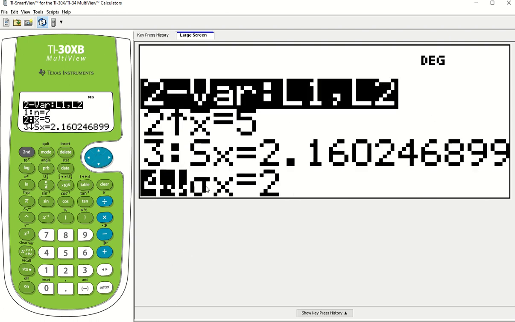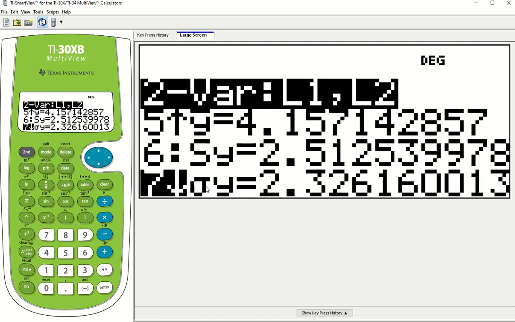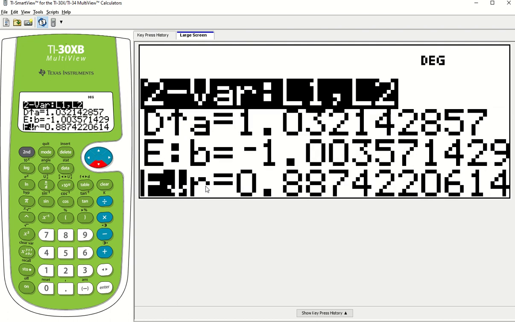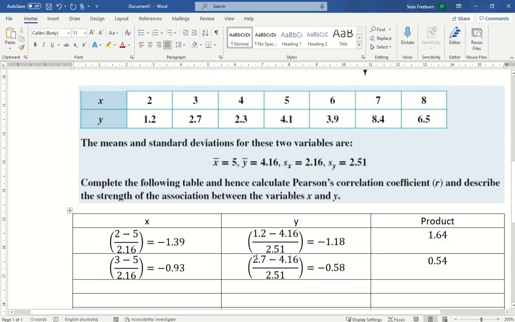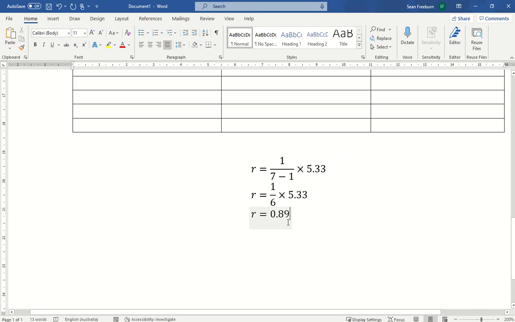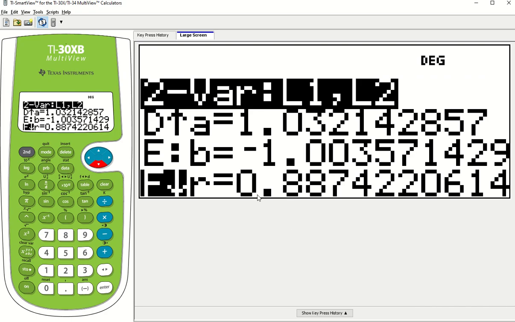So it spits out a lot of information, most of it we don't need right now, but if I keep scrolling down, I eventually do get the R value of 0.887. And what was our R value that we calculated manually? 0.89. So 0.887 would round to 0.89, so I can be confident in my answer there.